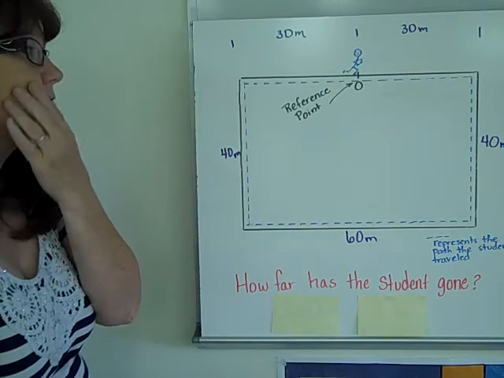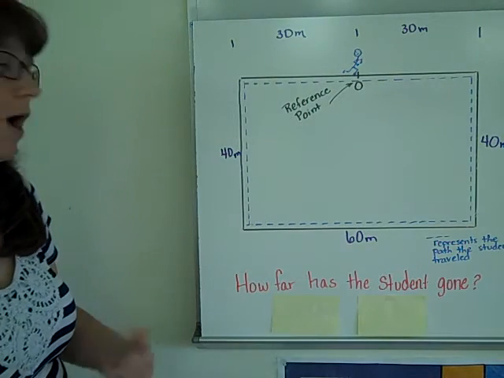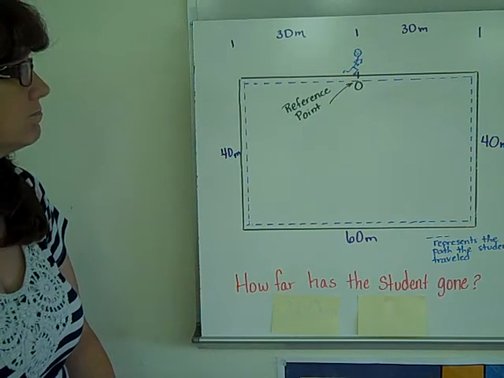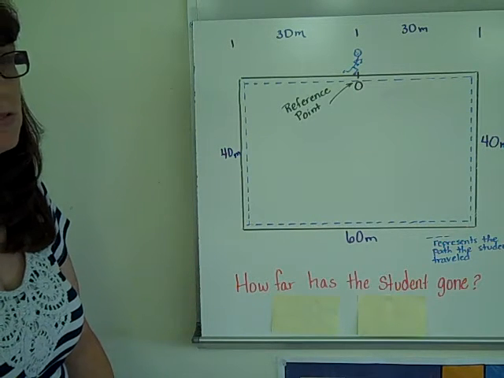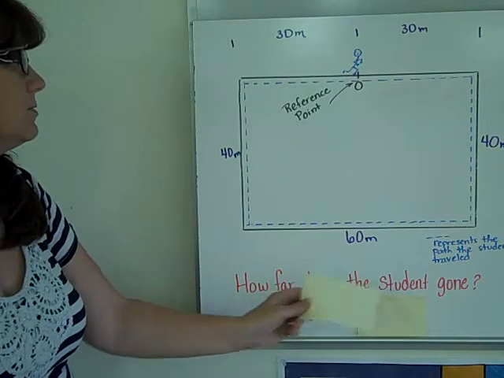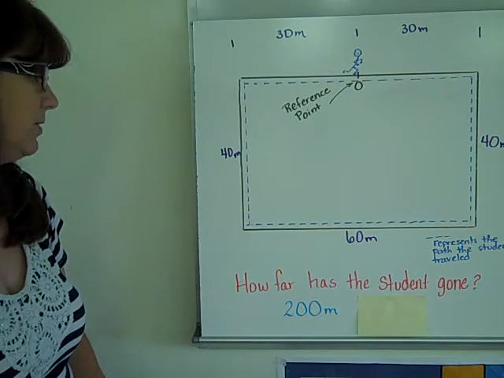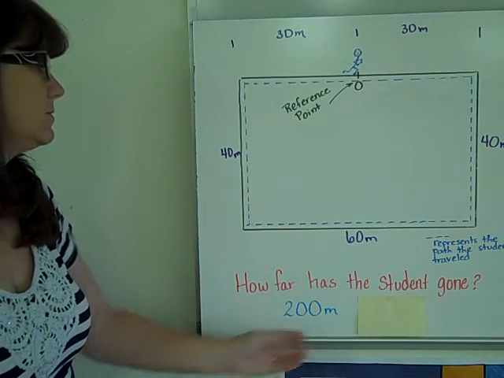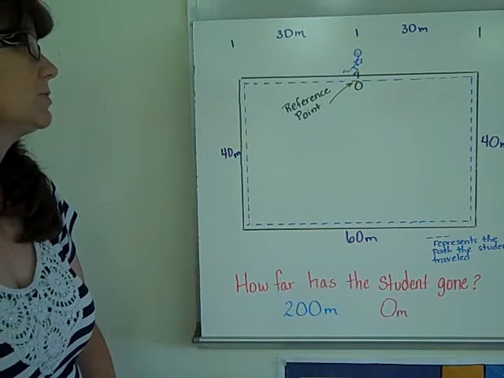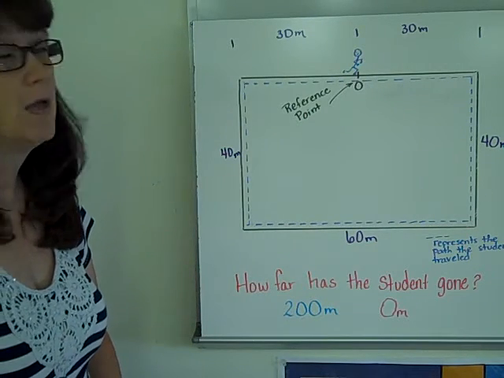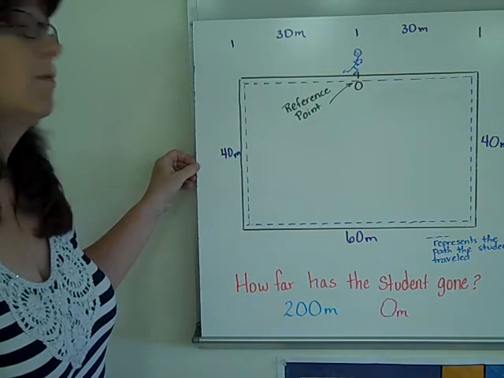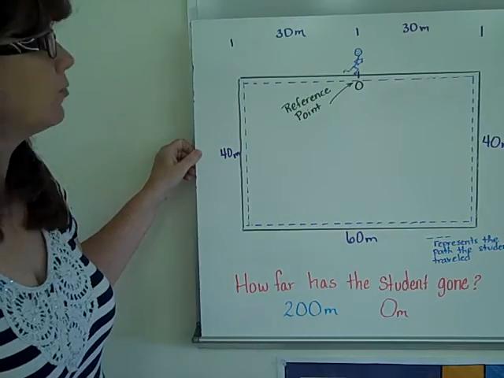Okay? So take a look at this picture. How far do you think that the student has gone? You have a bunch of numbers you can calculate. Some of you may tell me that the student has traveled 200 meters. Some of you may tell me that the student has traveled 0 meters. In actuality, both of these answers are correct. But let's look at why both of them would be correct.